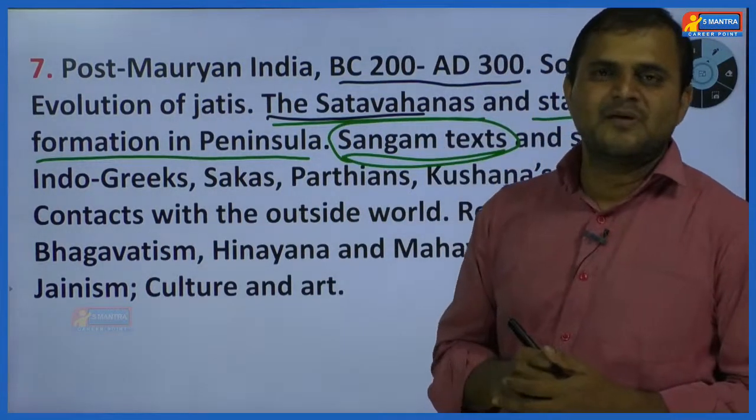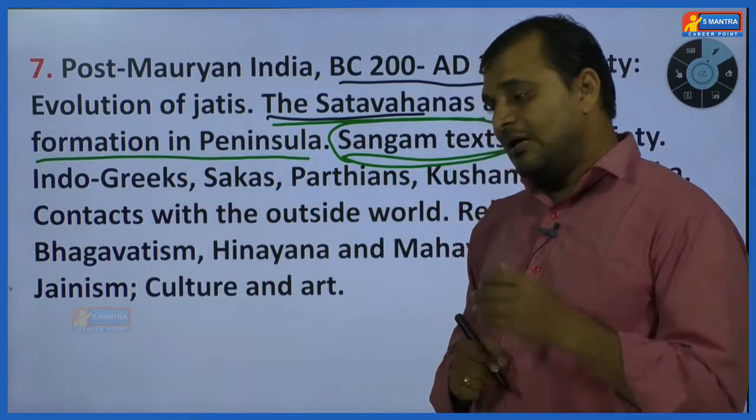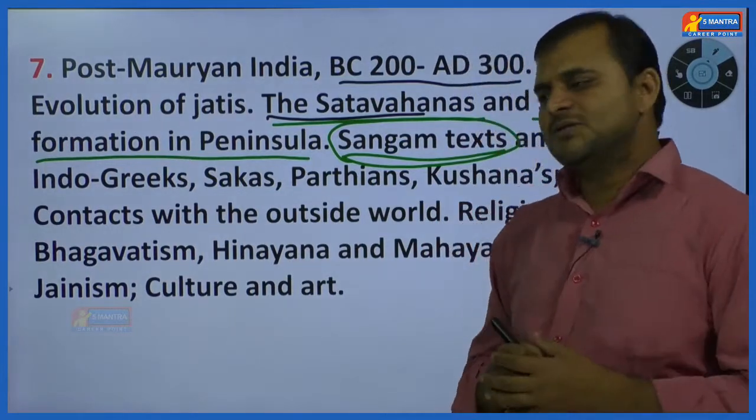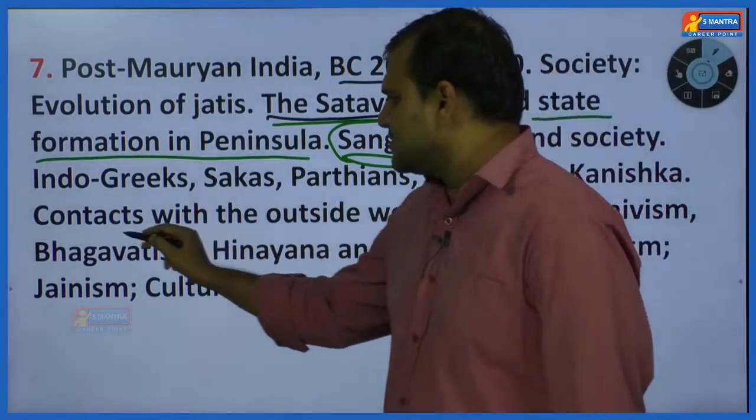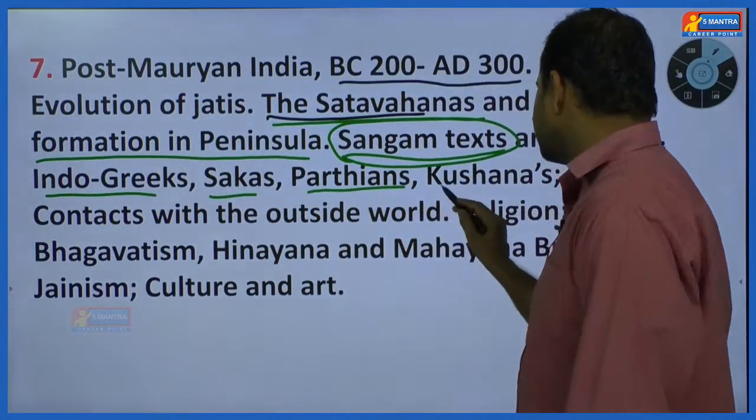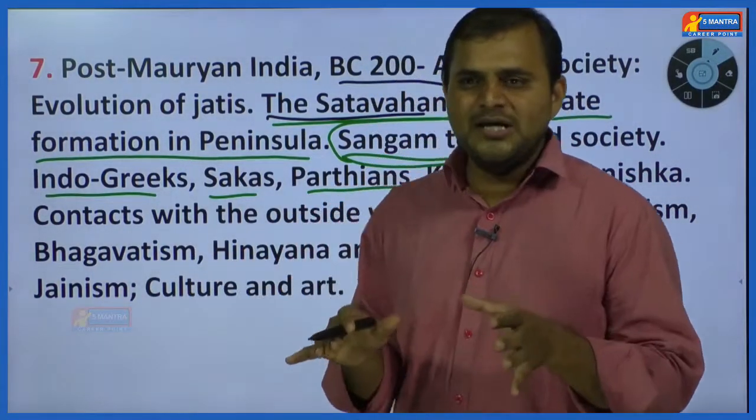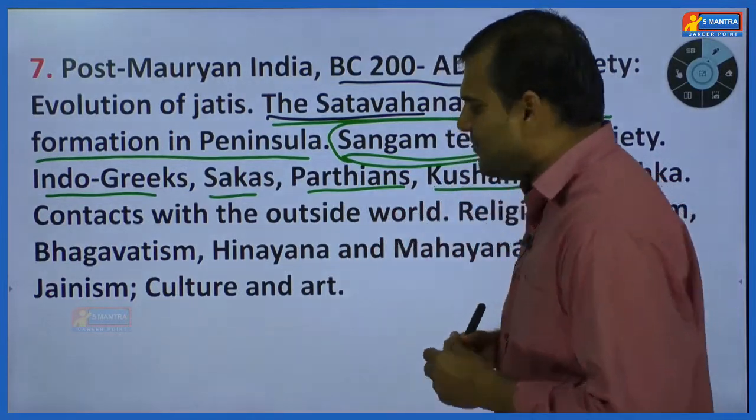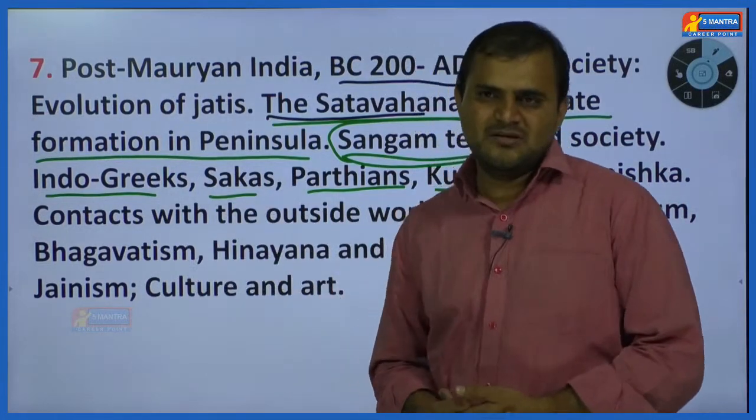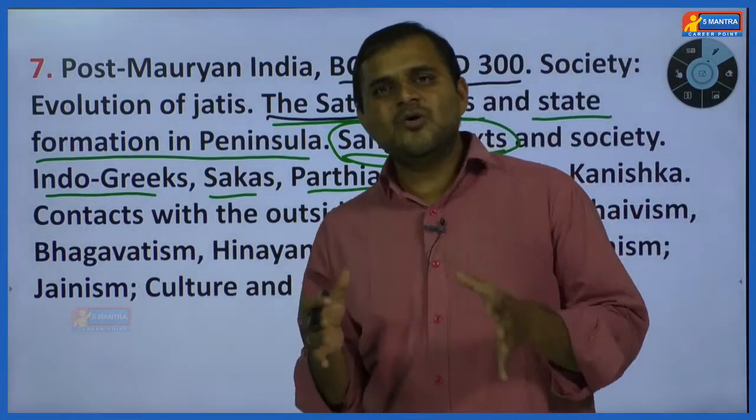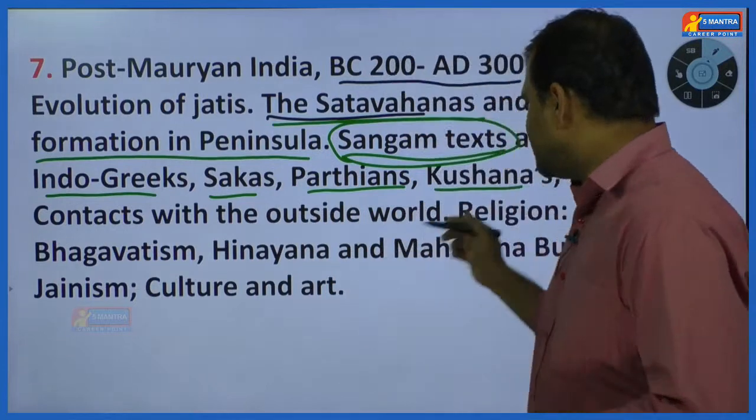Tolkappiyam, Pattinappalai, Agattiyam, Silappatikaram, Manimekalai. These are the epics and important books of early Tamil literature. And the Indo-Greeks, Shakas, Parthians, Kushans. Because of these people, total Indian history was transformed. They gave importance to Indian culture and Indian languages. They developed Indian religions: Indo-Greeks developed Buddhism, Shakas developed Shaivism, and Parthians and Kushans, Buddhism, like that.